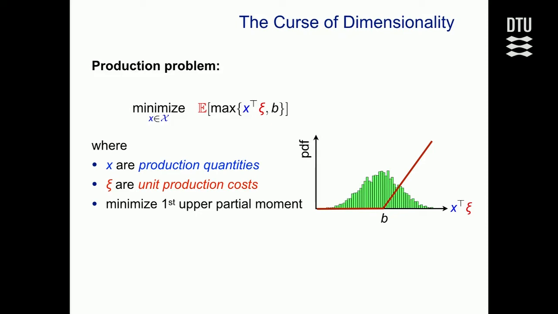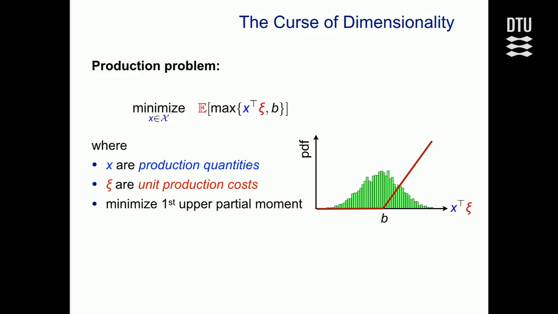So now let's assume a very simple stochastic setting. Let's assume that the unit production costs, so all components of the vector xi, are independent and uniformly distributed from 0 to 1. So that's really the simplest continuous distribution you can think of, right? A uniform distribution from 0 to 1 in each component and independent.